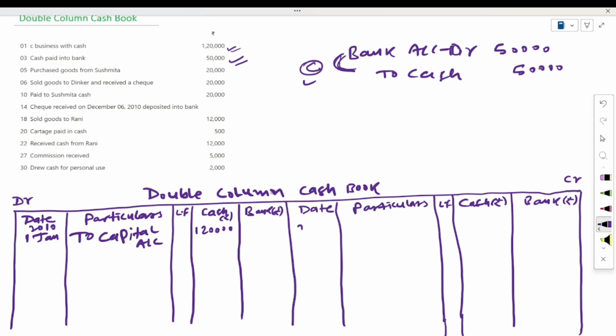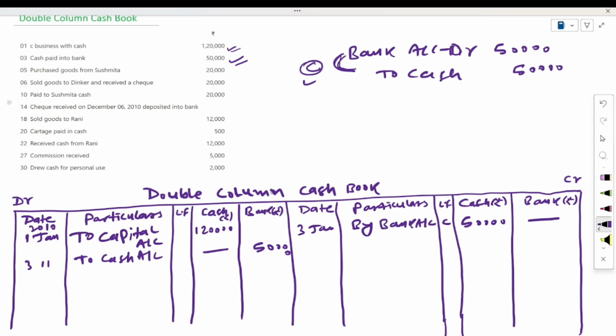First of all, we will show here on 3rd January "By bank account". It means from the cash column, the amount will be paid. We will write here C in the sense of contra entry. Here, "To cash account" in the bank column, your amount will be received, 50,000 on 3rd Jan.